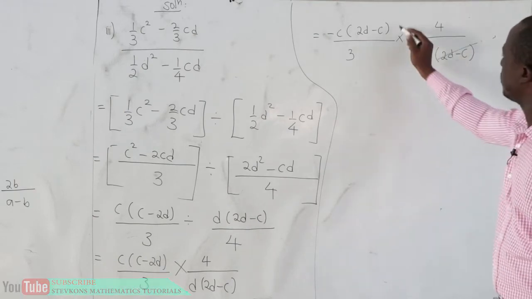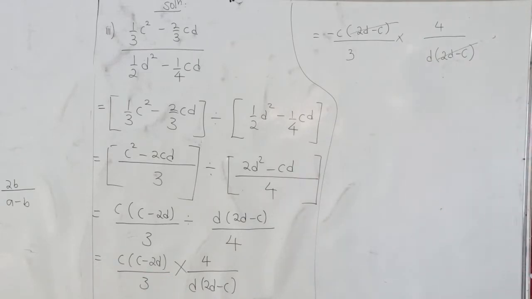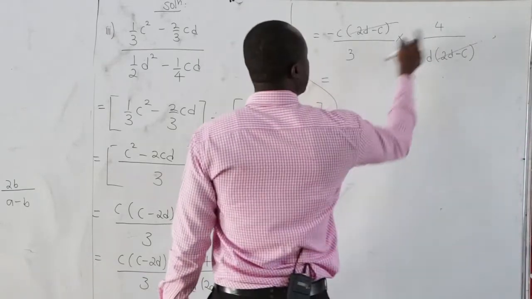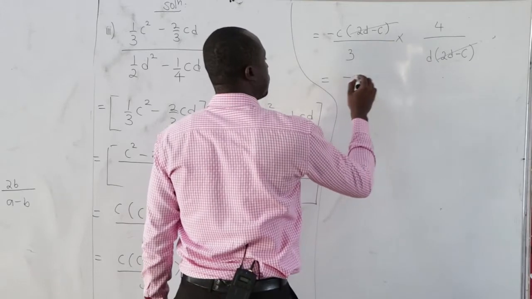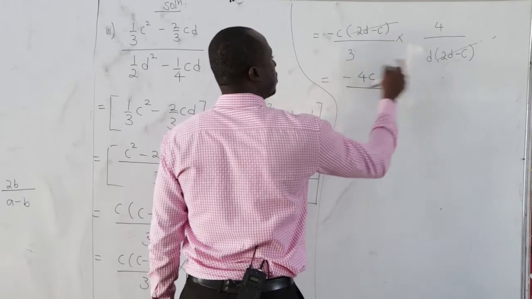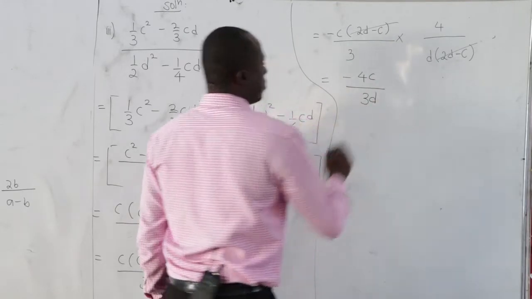What can we see? 2d minus c, we can cancel it out, and then the numerator 4 times negative c, so that will be negative 4c, all over 3 times d, we have 3d.